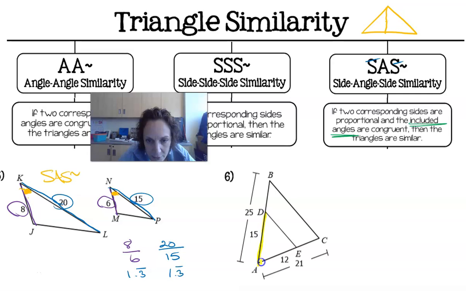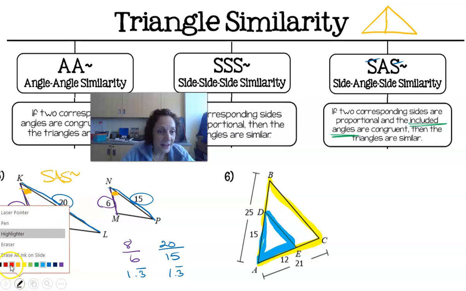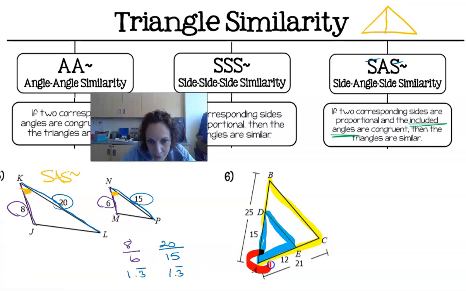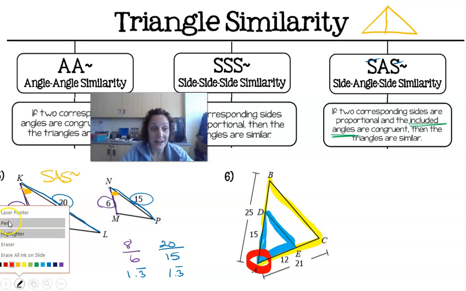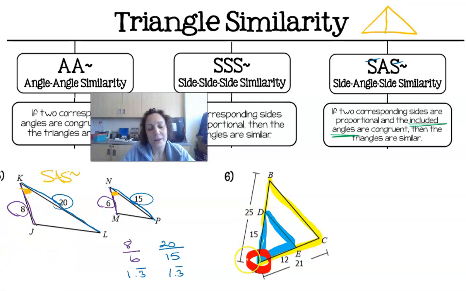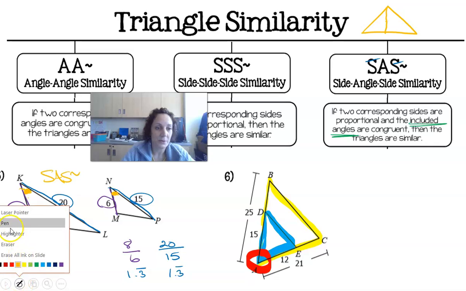There's the big outer triangle, of course, right? It has a side of 25 and a side of 21. But inside of it, there's this little triangle here, and it has a side 15 and a side 12. But notice they share this angle right here. They both have angle A, that point right there. So I know I have an angle that's got to be the same. Both triangles are using it. The only question is what's going on with my side ratios, right?